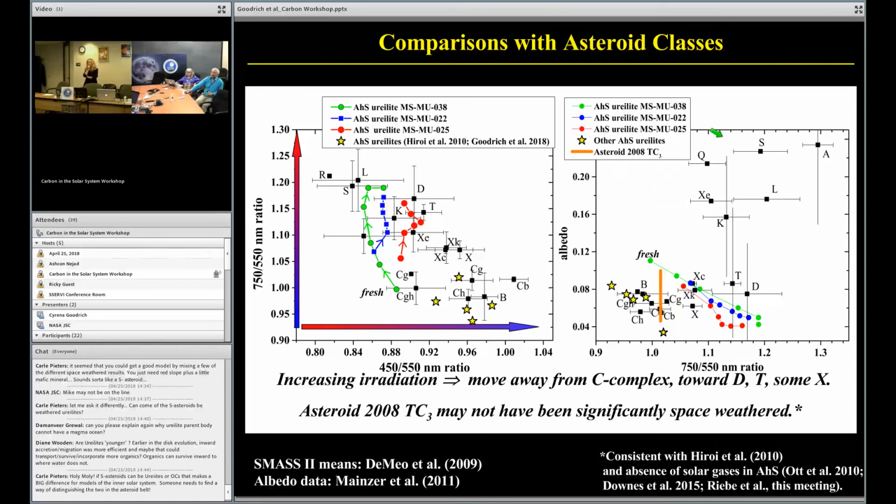The whole reason I added the plot on the right is because that plot on the left is really disturbing, because it makes it look like the ureilites are going towards the S's. But it's obvious when you look over here on the right that they're getting so much darker than the S's that the S's are not an option. So I guess I take back the answer that I gave to Carly. Yeah, that makes more sense.